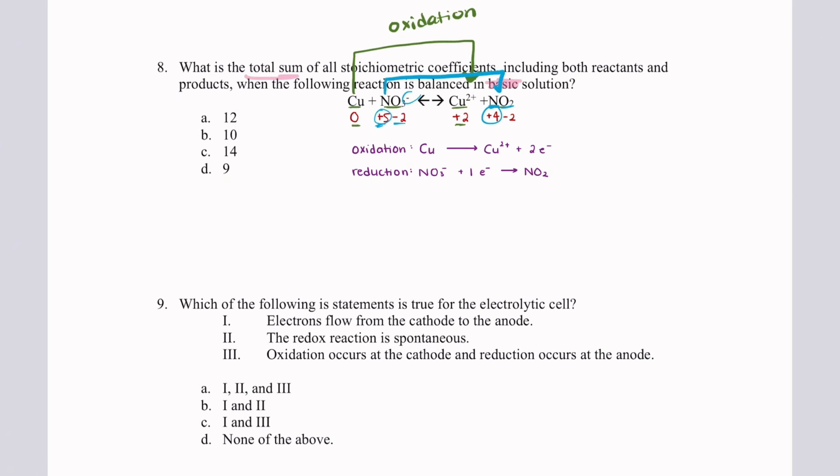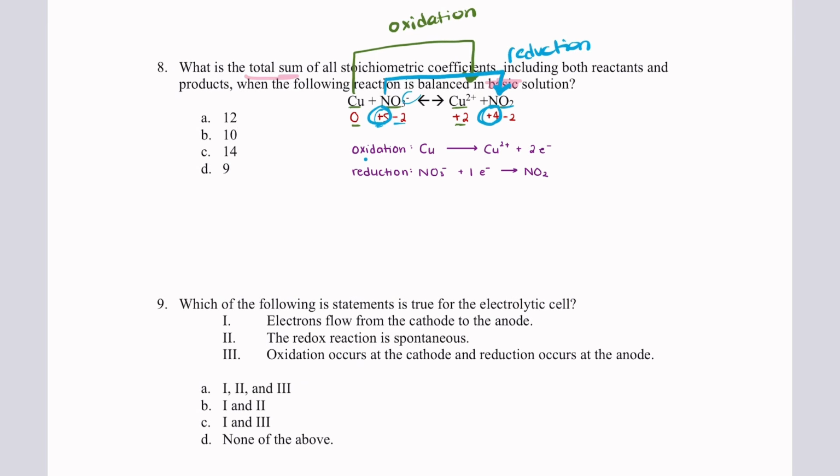Then we can say that nitrogen goes from +5 down to +4. This is a decrease in oxidation number, and it indicates that nitrogen gains an electron and is reduced. Now we can write the 2 half reactions.